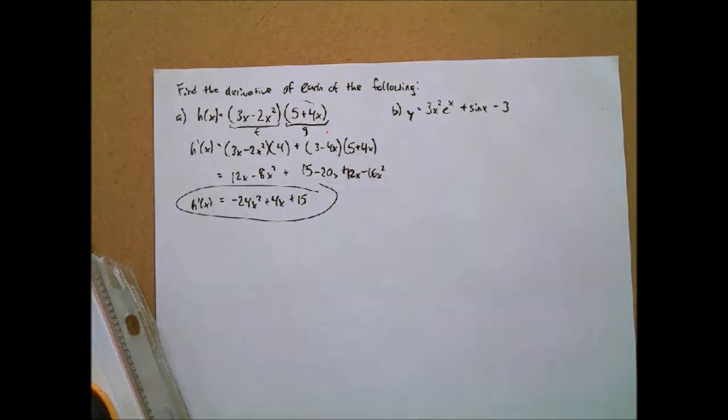And letter B, are we going to have to use the product rule? Do we have a product of two things whose derivative we're trying to find? Yes. Okay. Where are we going to use the product rule here? 3x squared e to the x. Okay, that's right. You need to use the product rule there. But then the sine of x, do we need to use the product rule for sine of x? No. Do we use the product rule for taking the derivative of minus 3? No. Okay. So go ahead and try and take the derivative of that. And I will do the same. So give it a try.